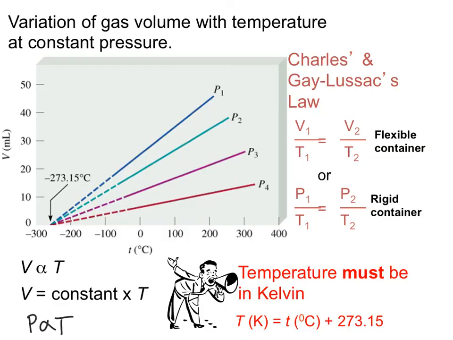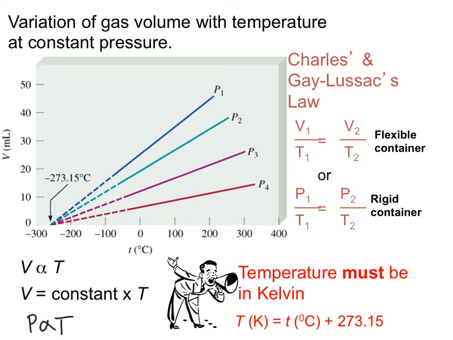We're going to go ahead and look at Charles's and Guy-Lussac's laws. With both of these laws, what we need to understand is that temperature is going to be directly proportional to either volume or pressure. Now, when we have a gas in a container, we're either going to have it in a flexible container or a rigid container. In the context of the flexible container, we're going to be using Charles's law.